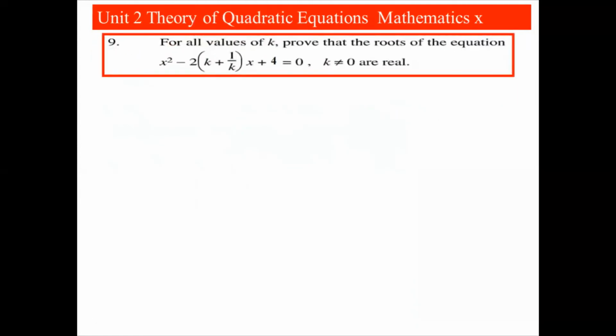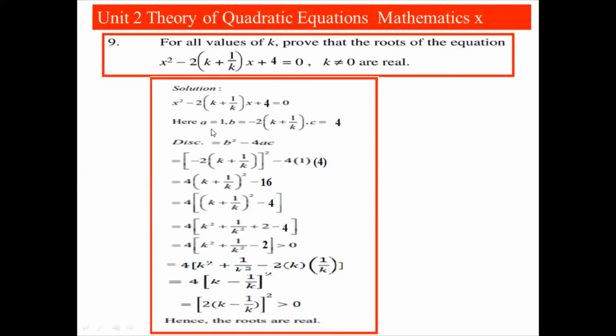Question 9. For all values of k, prove that the roots of the equation are real. We know that when the roots of a quadratic equation are real, the discriminant must be positive. Discriminant must be greater than 0. So let's start the solution.